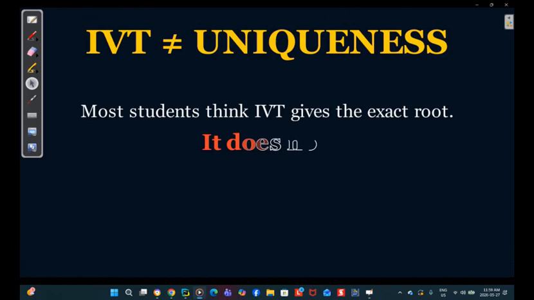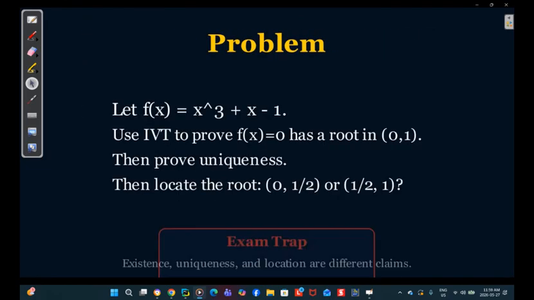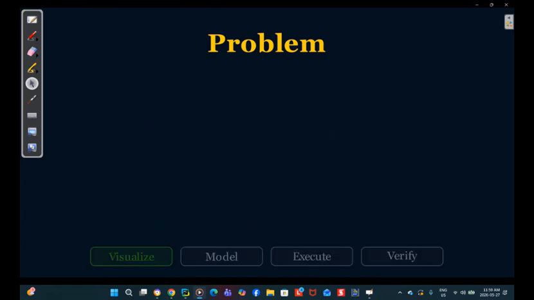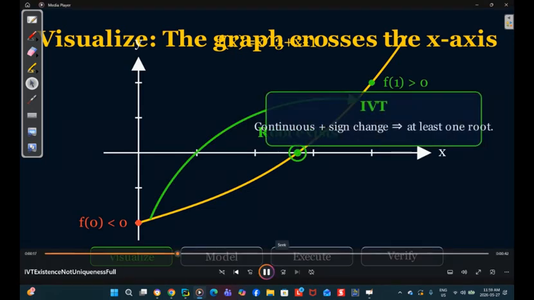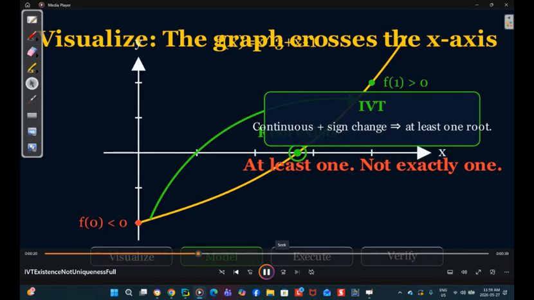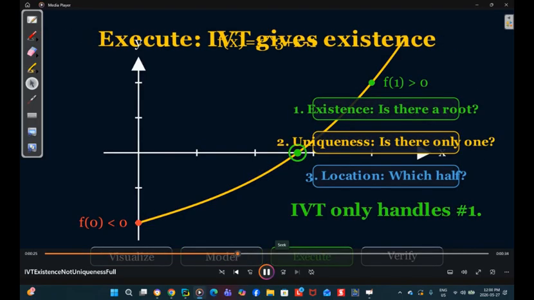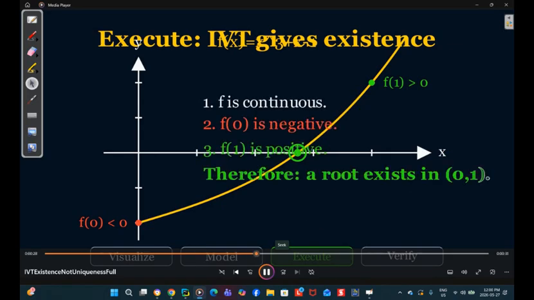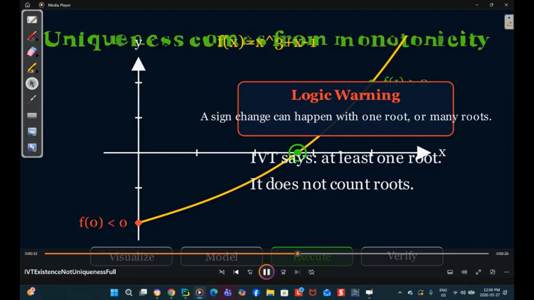But as you can see here, as I said, IVT gives us at least one root, as you can see there in the graph. Then there's increasing behavior, which gives at most one root. So make sure you're understanding the difference in the terms. Again, if you don't understand anything, contact me in the chat below. Together they actually prove that there's exactly one root.